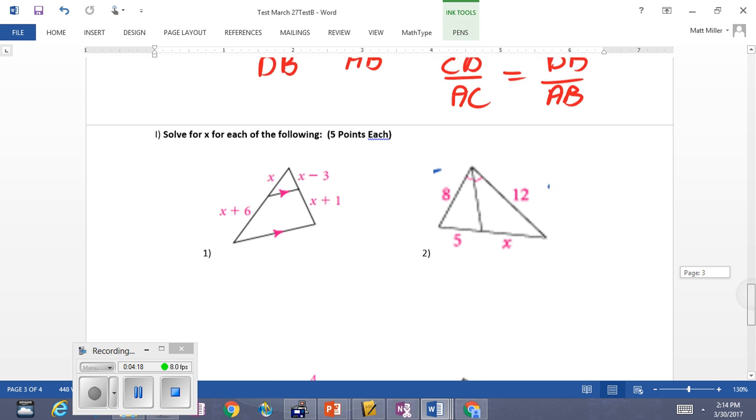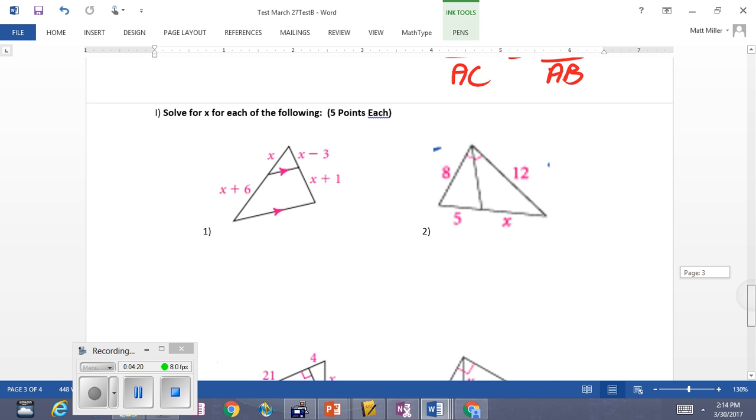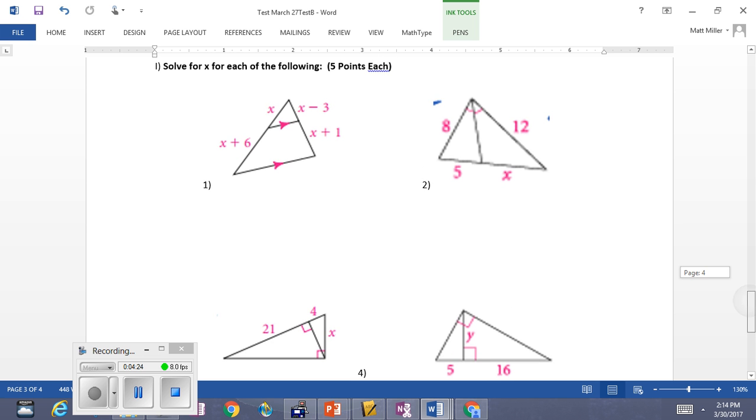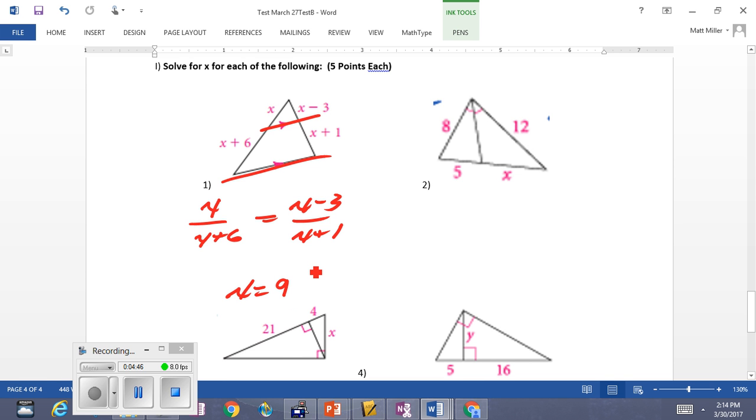These last ones were all about implementing, for the most part, those proportions that were just stated. This is the side splitter. We know we have parallels. We have the top to bottom ratio. X is to x plus 6, as x minus 3 is to x plus 1. Okay? And cross multiply and solve, and you should find in that instance that x equals 9. Just watch your algebra.